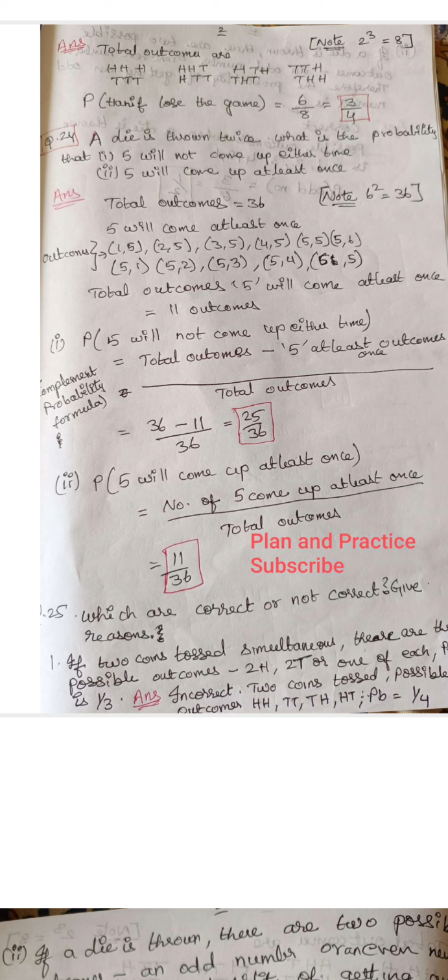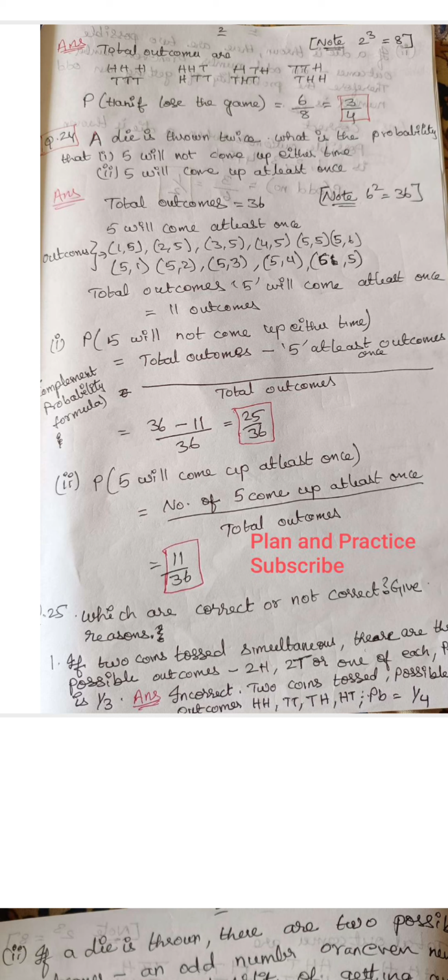So HHH 3 heads, TTT 3 tails, then 2 heads and 1 tail, or 2 tails and 1 head. These are the outcomes actually. So total outcomes are these.